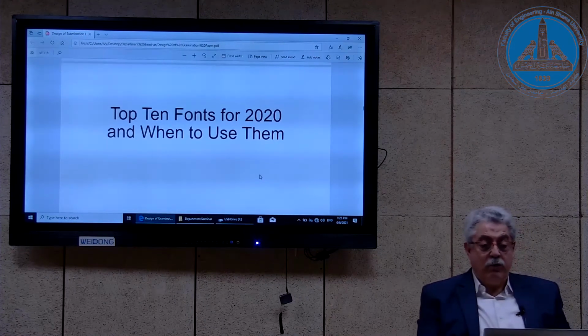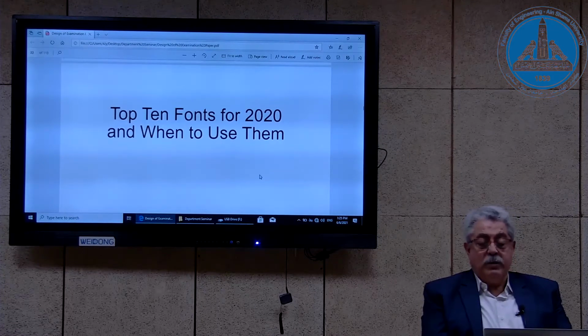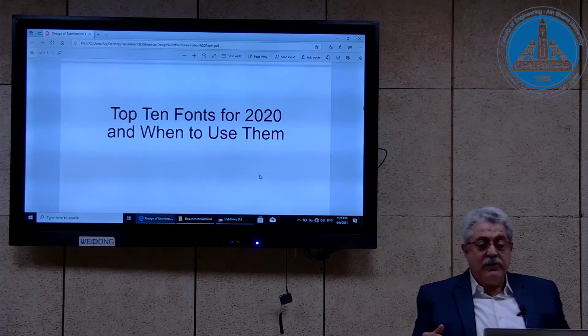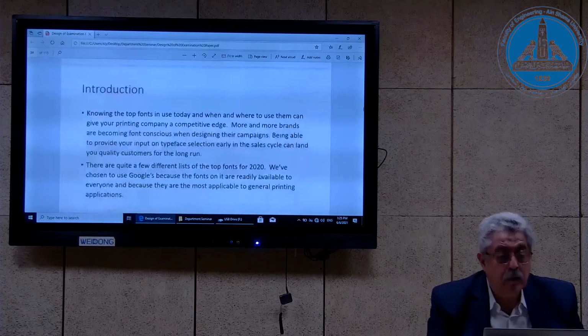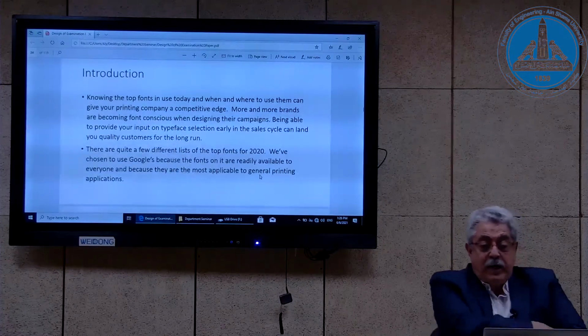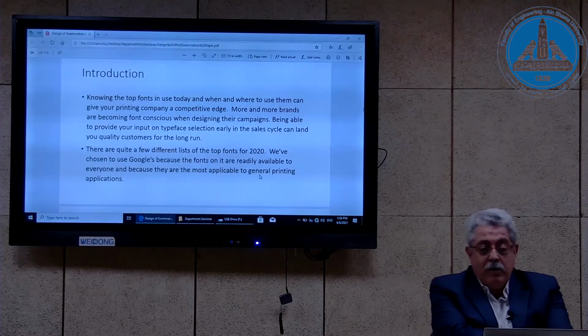Here is a tour through the top 10 fonts for the year 2020 and when to use them. There are 10 fonts, but I'm going to go through the definitions for the first 3, and for the remaining 7 I'm going to tell you the name, and you have a look at the font to save time. Knowing the top fonts in use today and when and where to use them can give your printing company a competitive edge. Now we are not a printing company, but we print our exams.